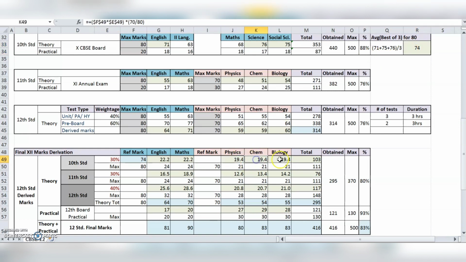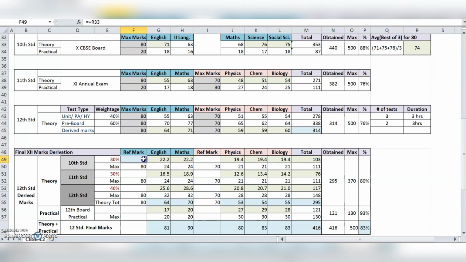For Physics, Chemistry and Biology, since it is out of 70, we are multiplying the percentage by the 70 by 80 formula so that the total marks is converted to 70. The same formula is applied for all Physics, Chemistry and Biology. So out of 21, the student has taken 19.4, and out of 24, the student has taken 22.2, which are all derived from the best of 3 marks, 74.